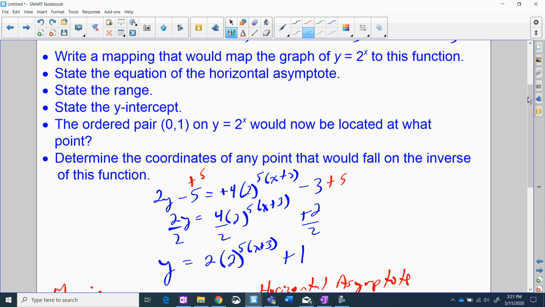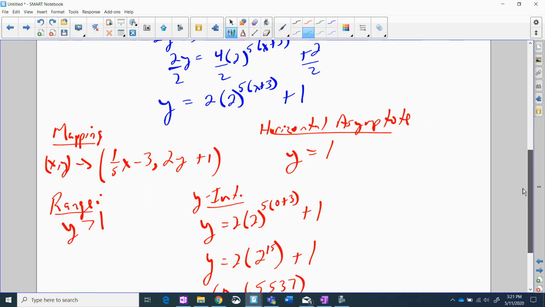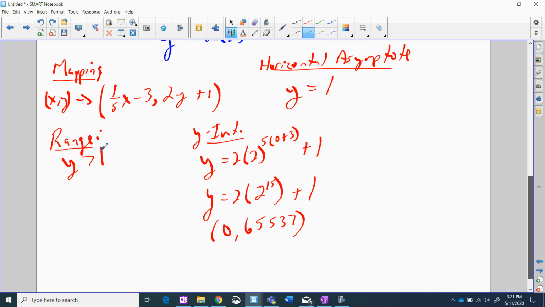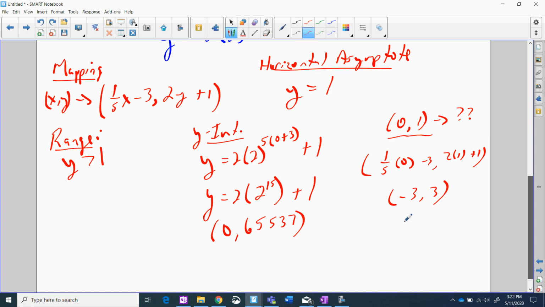So it says the ordered pair 0, 1 is on 2 to the x. That's called your focal point. Where would it now be located? Okay, let's do that. Take 0, 1, and basically put it through your mapping. We're wondering where does it end up? Well, put it in here. So it's going to be 1/5 of 0 minus 3, 2 times the y value, add 1. So it's going to be at -3, comma 3 would be your new focal point.